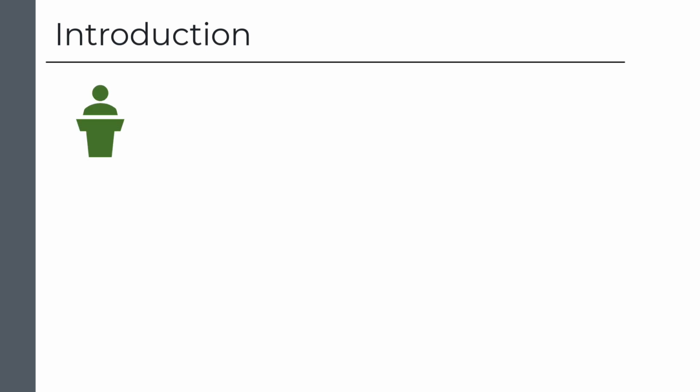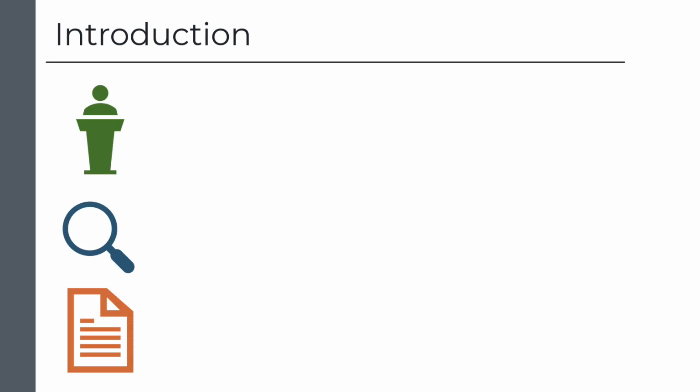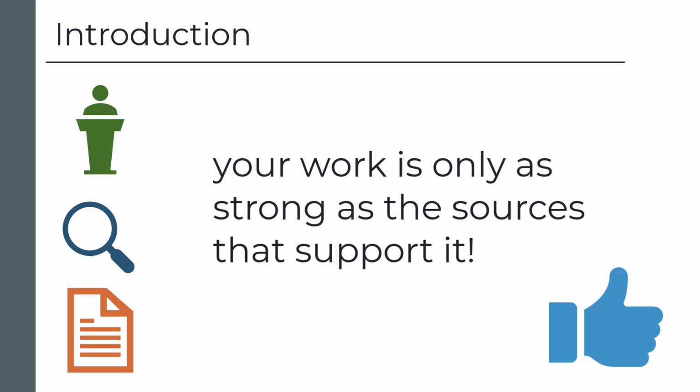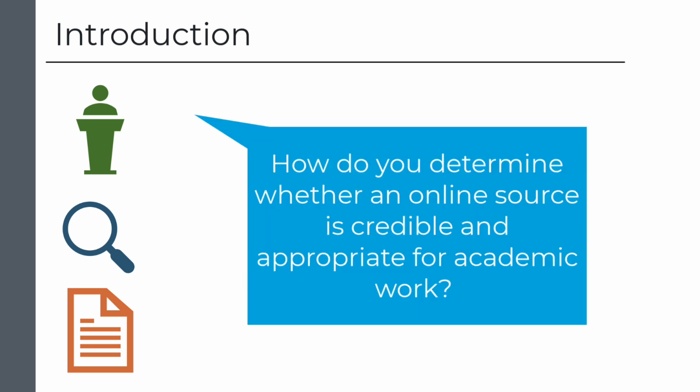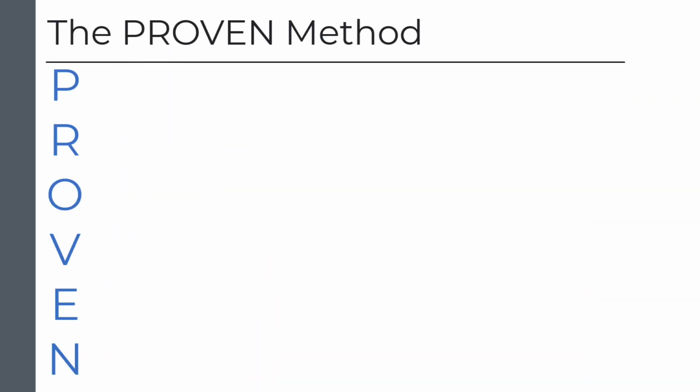Whether you are writing an argumentative essay, conducting a literature review, or completing a research paper, your work is only as strong as the sources that support it. So how do you determine whether an online source is credible and appropriate for academic work? The PROVEN method offers a systematic approach to this question.